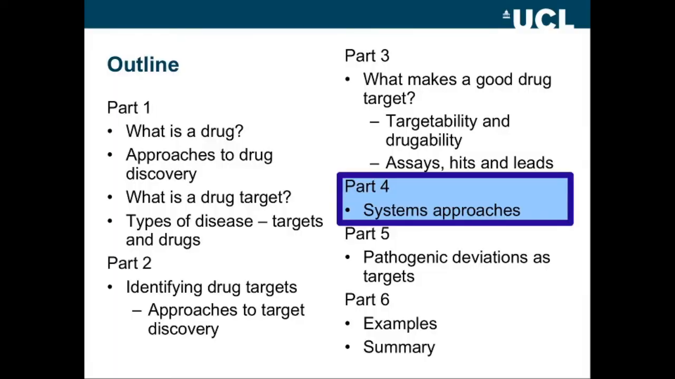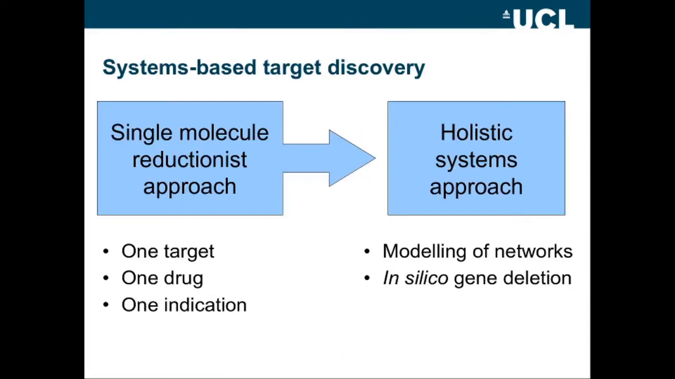In part 4, we're going to look at systems approaches. What we've described up until now has really been a single molecule reductionist approach. We've taken one target, one drug, one indication. So the idea with a systems-based approach to target discovery is that we take a much more holistic approach. So we look at modelling of networks, of pathways, and so on.